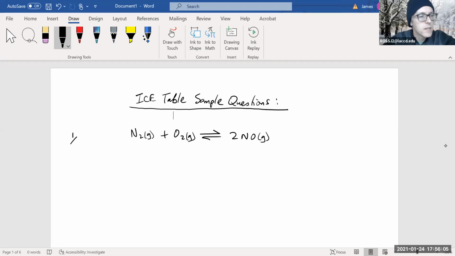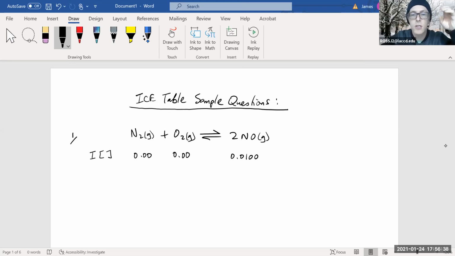And we're given some conditions. We're told that initially we have a concentration of nitrogen that's 0. So we don't have any nitrogen to begin with. Neither do we have any oxygen. But we're told we have 0.01 molar quantity of nitrogen monoxide. And then we're asked at equilibrium, what's the concentration of everything?